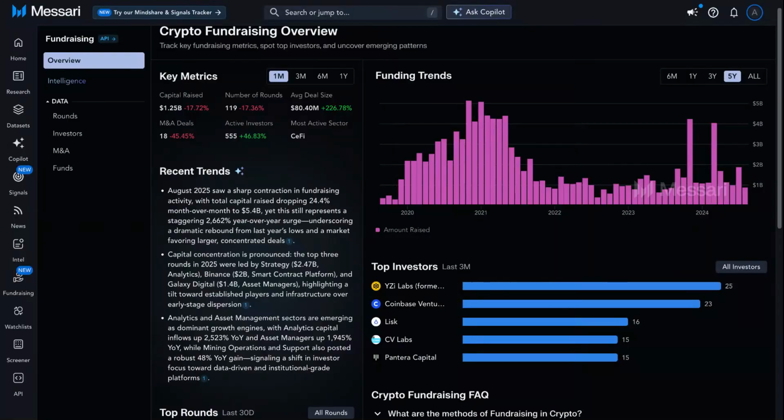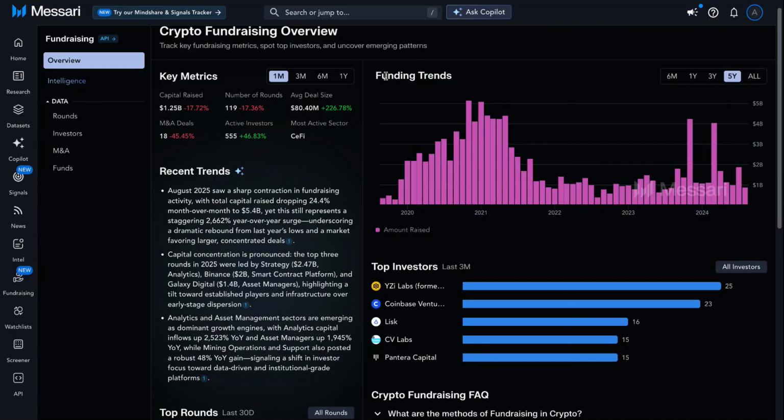On our Overview page, you can see our Key Metrics module, which highlights for the past month, 3 months, 6 months, or a year, the total capital raised across fundraising rounds, the number of fundraising rounds that took place in that time period, the average deal size of those rounds, the number of M&A deals that occurred in that time period, the number of active investors who participated, and the most active sector, defined by the sector that received the most amount of funding in that time period.